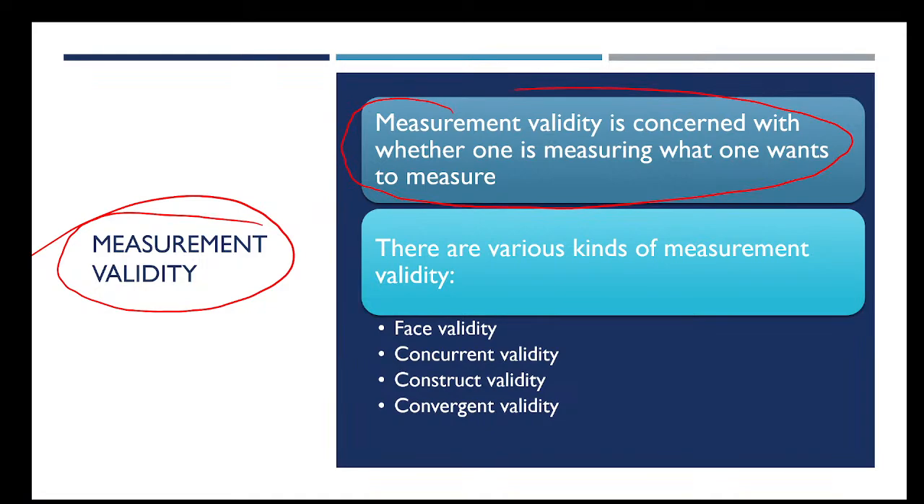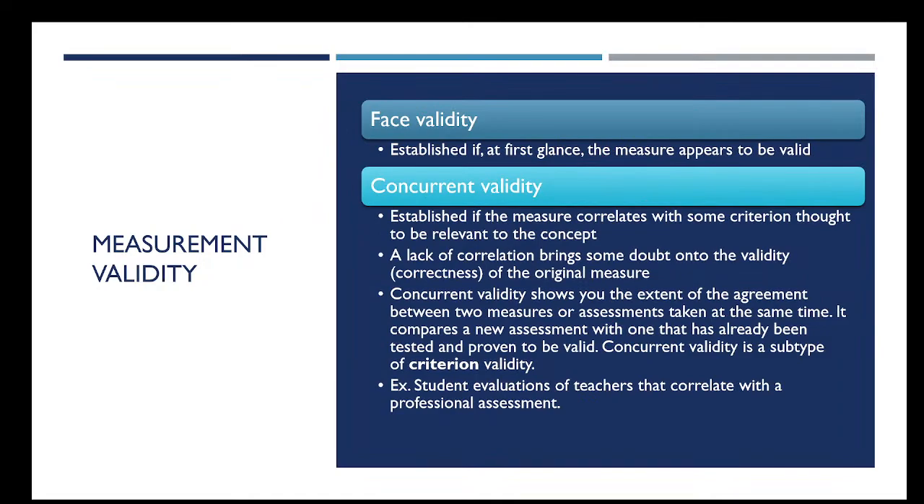So we've got our various kinds of measurement validity. We'll talk about them. Face validity. This is my favorite one because it's one sentence and super easy to explain. Face validity, which you're going to be asked to do in one of your assignments. Basically, you can establish face validity if at first glance your measurement appears to be valid, right?